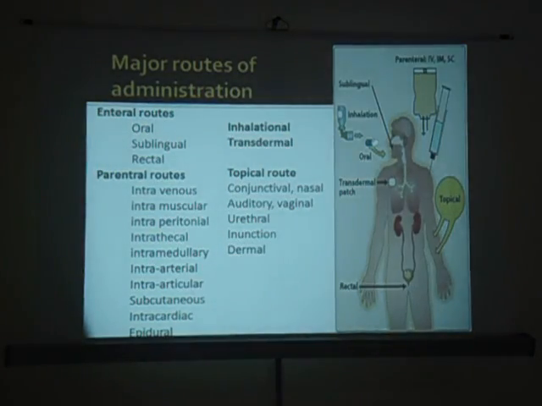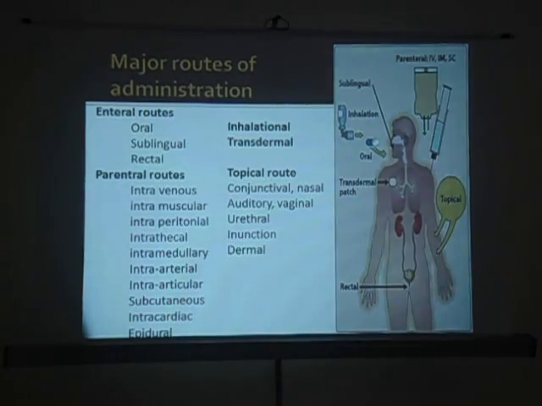Okay. So starting with major routes of administration, mainly we can classify them as enteral route, parenteral route and topical routes. Okay, inhalational, transdermal, these are the newer routes of administration. Enteral, that is directly into the GIT or gastrointestinal system. We have oral, sublingual and rectal routes. In parenteral routes we have intravenous, intramuscular, intra-articular, intrathecal, intramedullary, subcutaneous and intracardiac, epidural. Many routes are there for this administration.